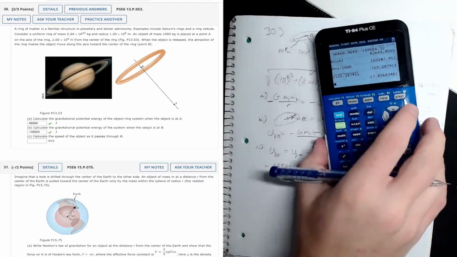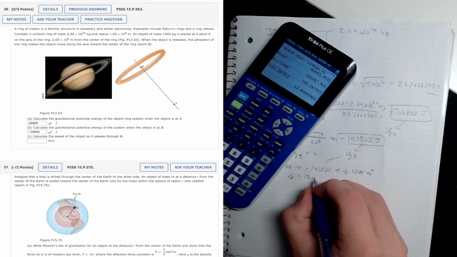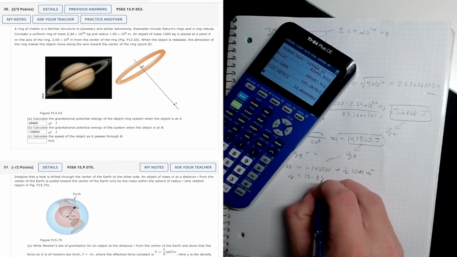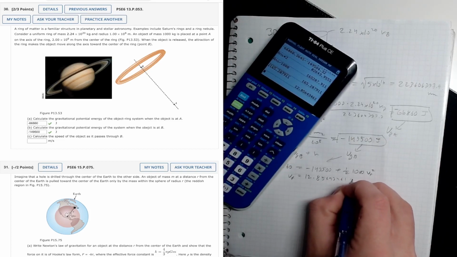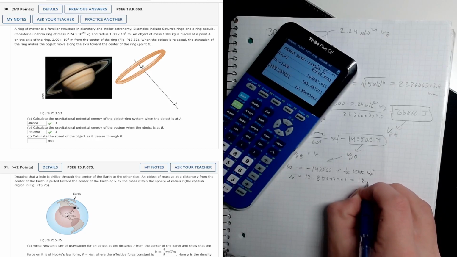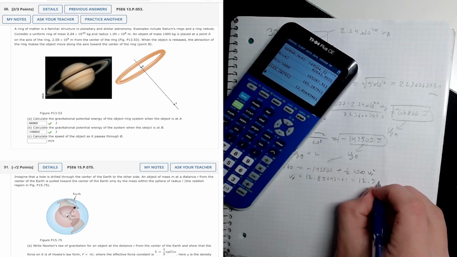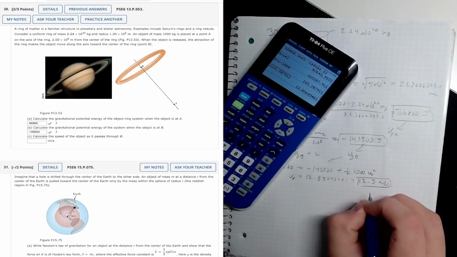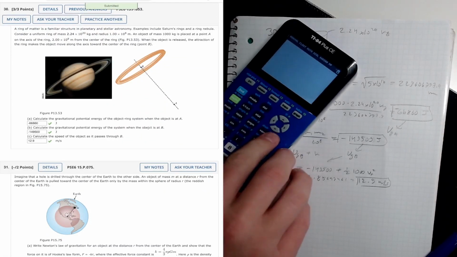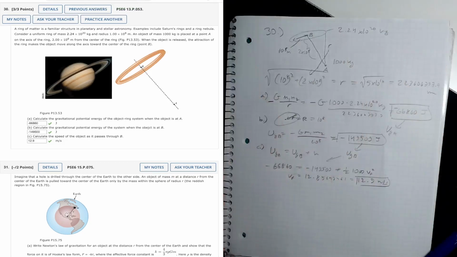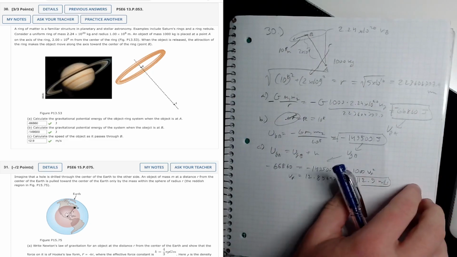I'll write it all out actually, 12.85643461, which is equal to about 12.9 meters per second. Voila. 12.9 meters per second. And that should be the answer right there. And voila, guys, that is the answer to problem number 30.